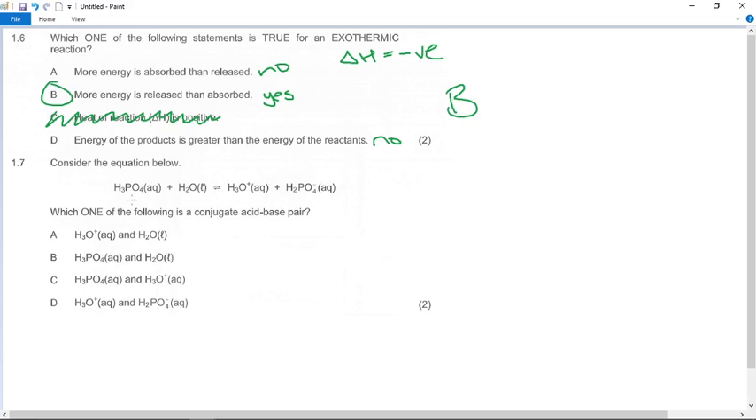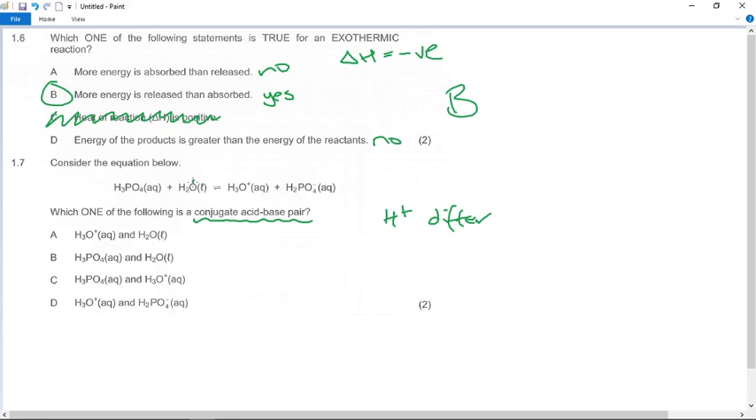Consider the equation below. This is phosphoric acid H3PO4 plus water liquid goes to a hydronium ion, and this first step is the ionization of phosphoric acid. I don't know what this hydrogen phosphate ion's proper name is. It's got some name that I don't know. Okay, but now it says to you, which one of the following is a conjugate acid-base pair? To find a conjugate acid-base pair, they have to differ by a proton, okay? You have to have the same substance that's either gained a proton or lost a proton. So it must be a pair, okay?